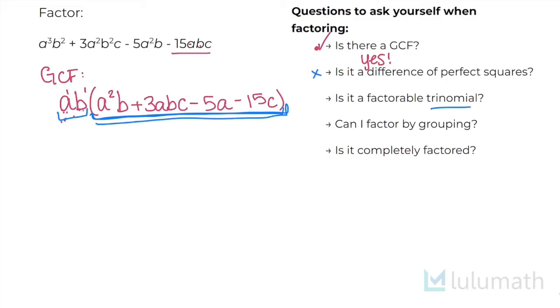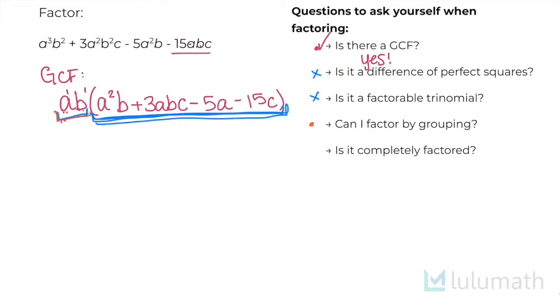Now I'm going to see, is it a factorable trinomial? Same thing, the first factor is 1 term, so it is not a trinomial, it's not 3 terms. And my second factor is 4 terms, so again, it's not a trinomial, so it's not a factorable trinomial. So the next thing I'm going to look for is, can I factor by grouping?